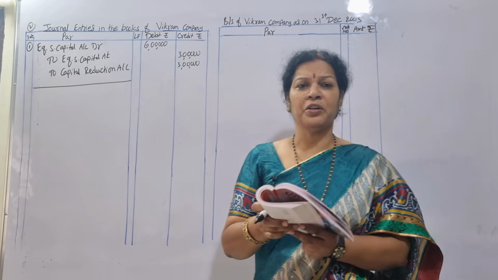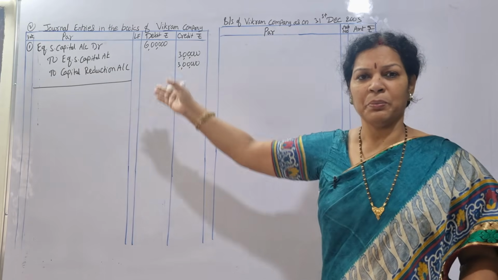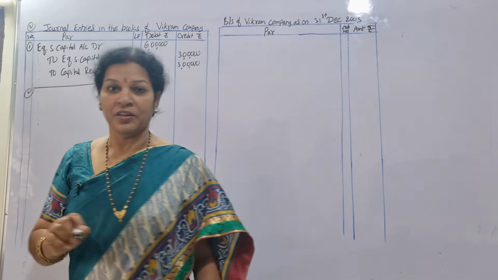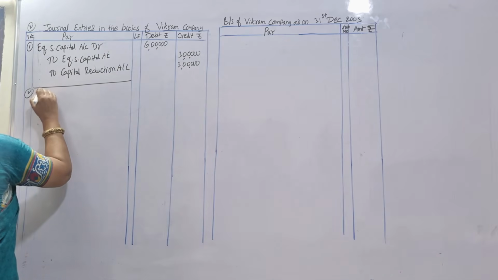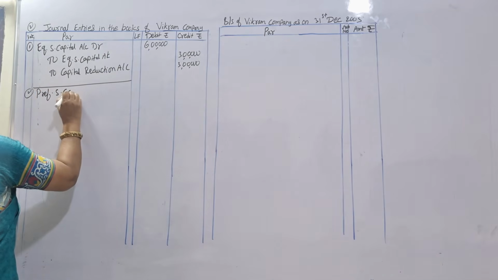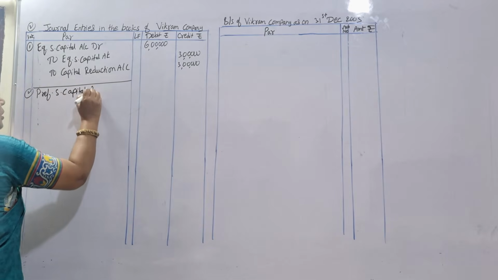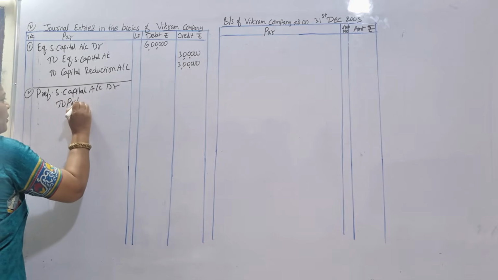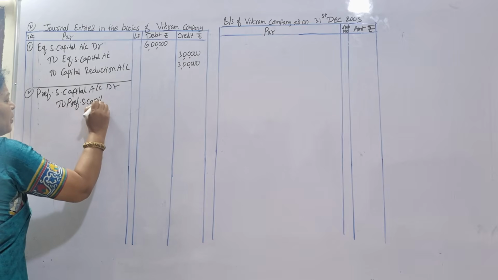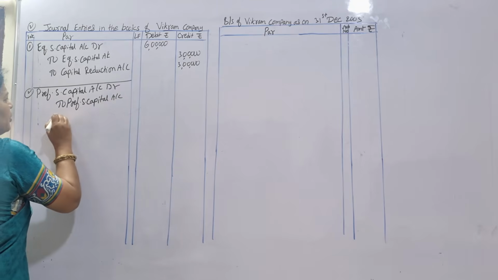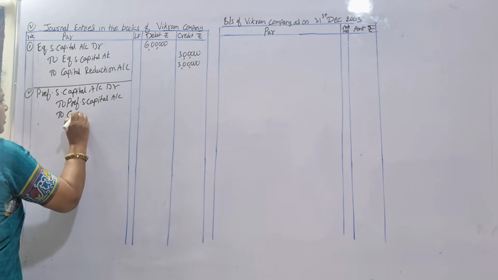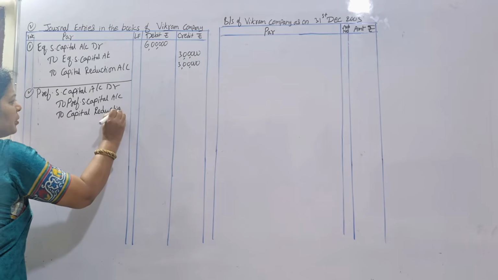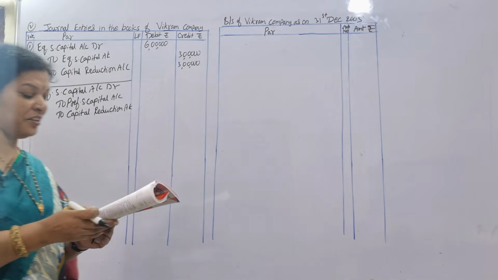Preference shares also we want to reduce to 50 rupees. The same type of entry we will pass once again. Instead of equity share capital, we'll say preference share capital, right? So preference share capital account debtor to capital reduction account.